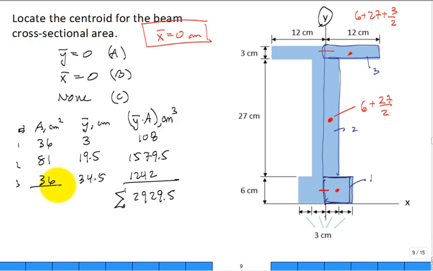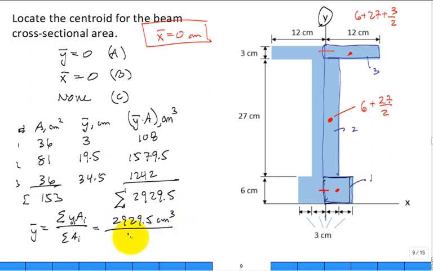If we sum the area, that comes in at 153. We have the two things to give us the ratio, so that y bar is equal to the sum of yi times the areas for each of those, and then divided by the sum of the areas. So here it's the 29.5 centimeters cubed divided by 153 centimeters squared, and y bar comes in at 19.15 centimeters.